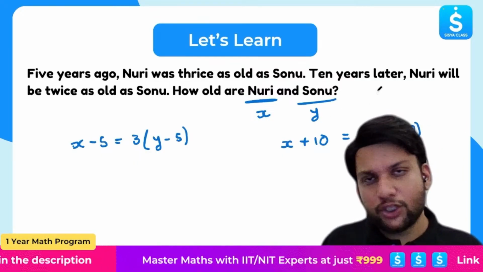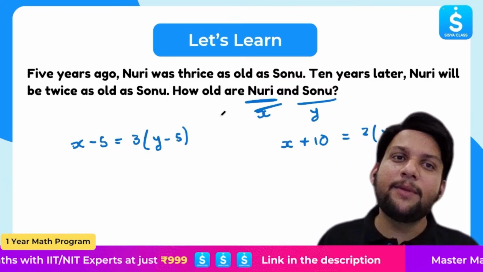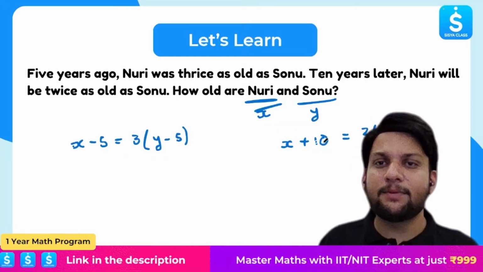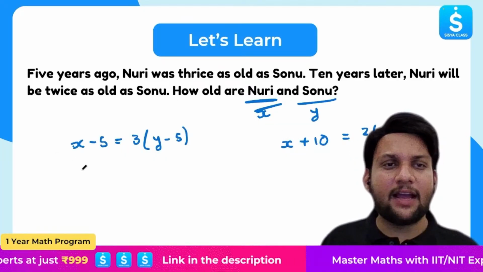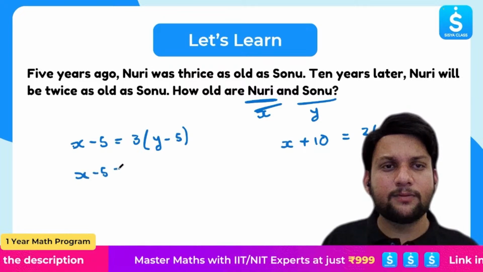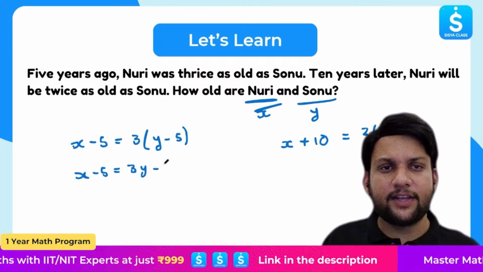And it is given in the question. I'm not making it up. Noori will be twice as old as Sonu. That is X plus 10 equals 2Y plus 10. Got it? If you got it, then just simplify. I'm getting X minus 5 is equal to 3Y minus 15.